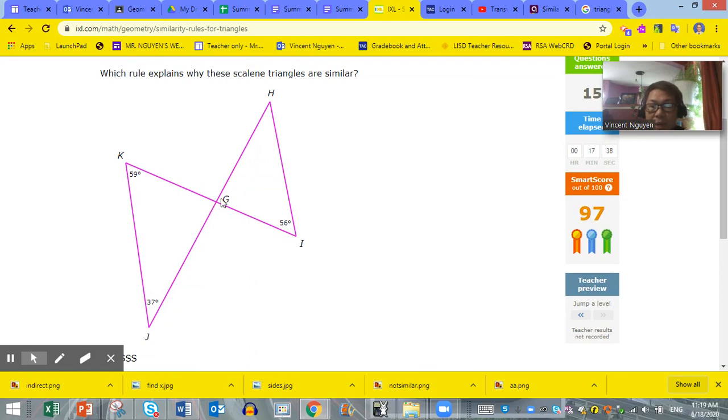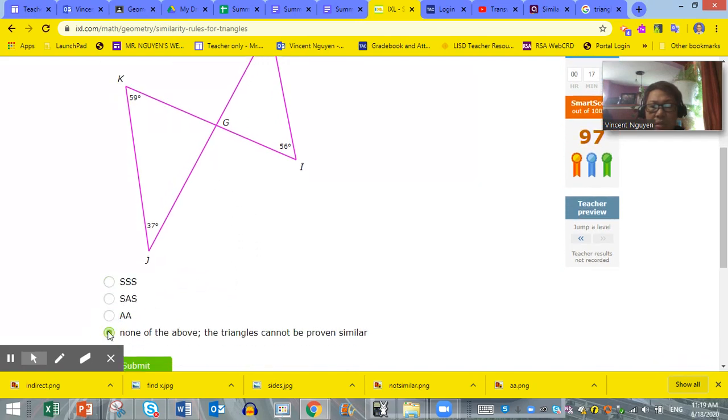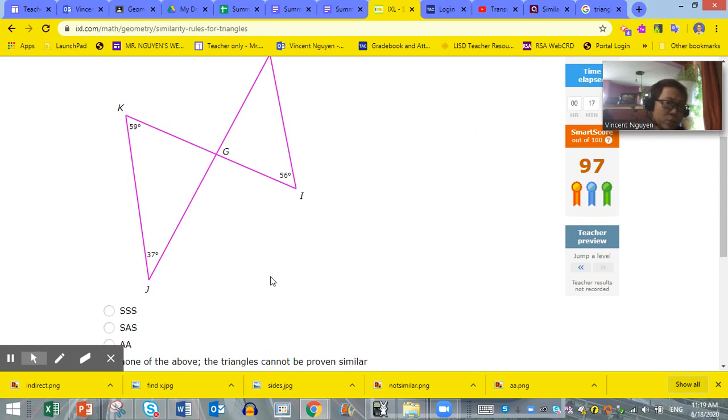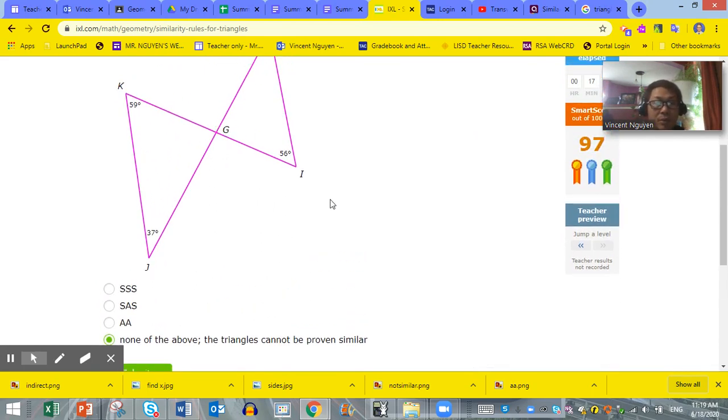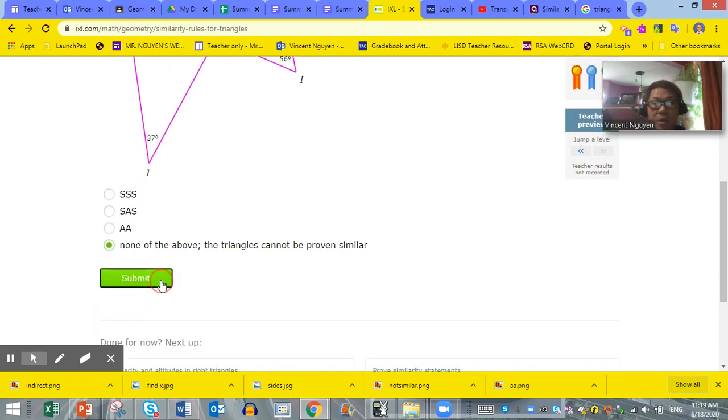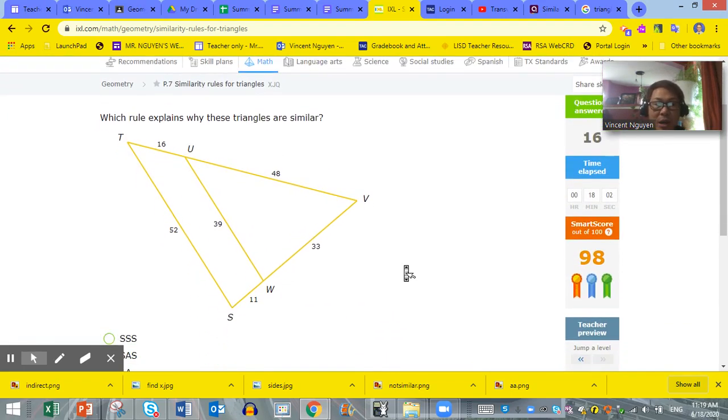Okay, let's check this one. The vertical angles right here where G is are congruent. And then we have a 56 and then a 59. So 56 doesn't match with any of these, so they are not congruent, because I don't have two angles that are congruent, and I need two. I only have one pair that are congruent, so that's not enough for me to prove. Submit. One more. Hang in there, guys.